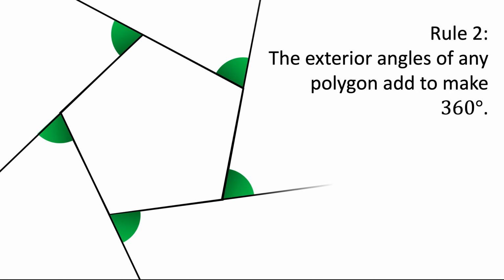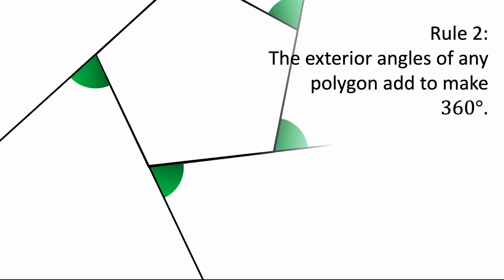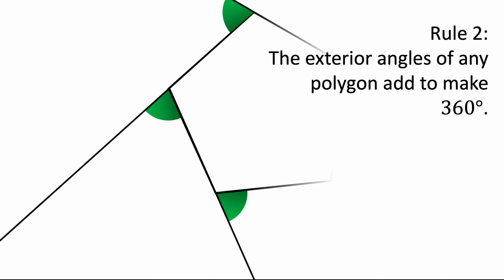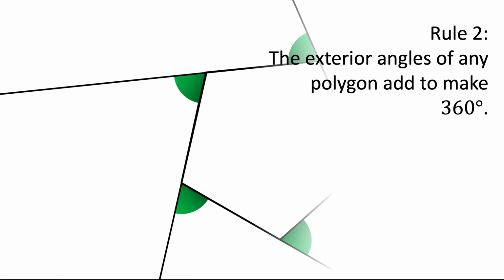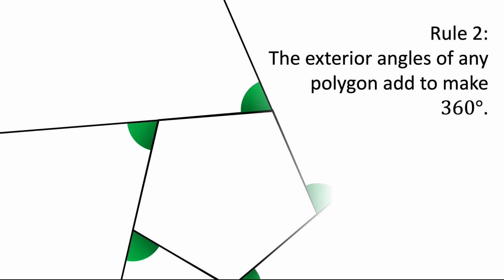The next rule is that the exterior angles of any polygon add to make 360 degrees. So all of the exterior angles of any polygon added together always add to make 360 degrees. Okay?